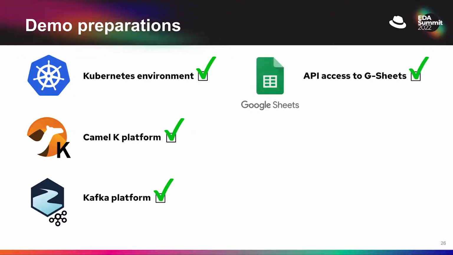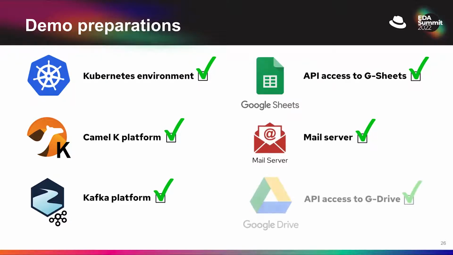API access to Google Sheets because we want to fetch that information and push it into Kafka, mail server to simulate and interact as if we were the different teams, and then some API access to Google Drive because we want to upload some documents in there. This is the end-to-end flow.